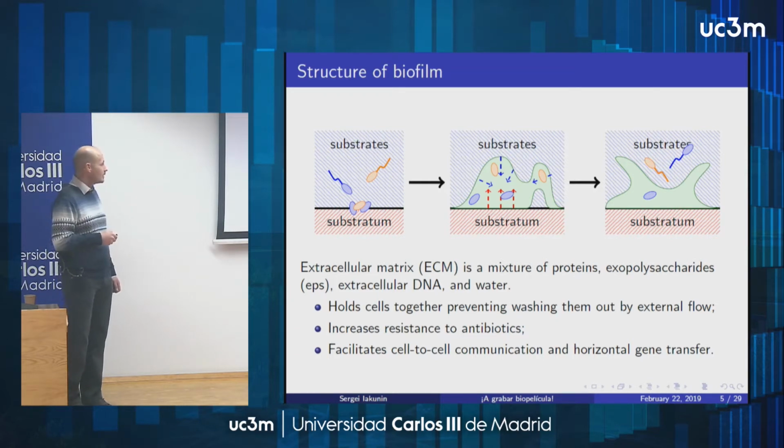The matrix can hold cells together and prevents them from being washed out by the flow, so it provides stability to the bacterial colony. Besides, it prevents penetration of antibiotics inside the colony, so it protects the biofilm from an aggressive environment. And finally, it facilitates cell-to-cell communication and horizontal gene transfer, so that the biofilm behaves indeed as a community of cells which can separate their functions. And when the biofilm is large enough, spore cells are released to colonize more surfaces.